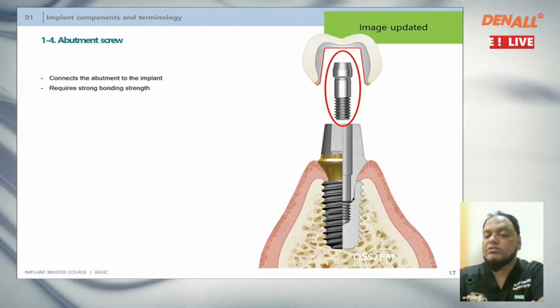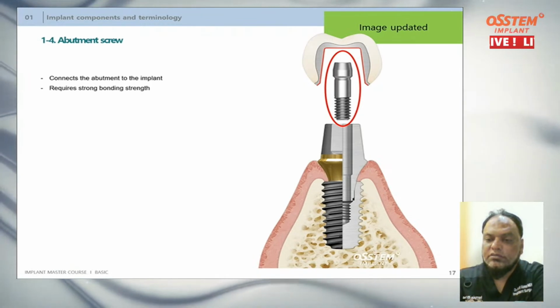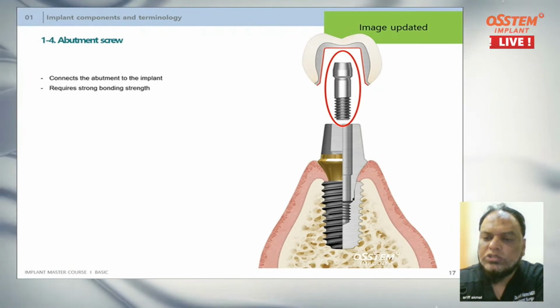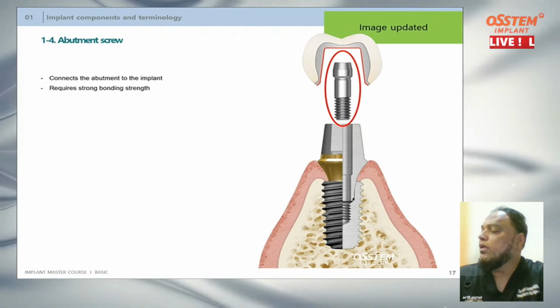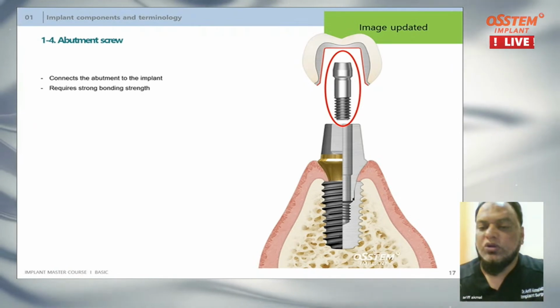And what are those complex cases? Pneumatized sinus, very thin ridge. What should I do? The patient wants the implant. So accordingly, that will be your stepping stones.